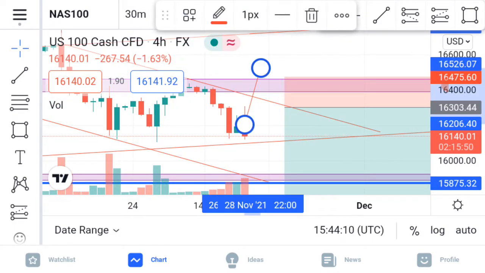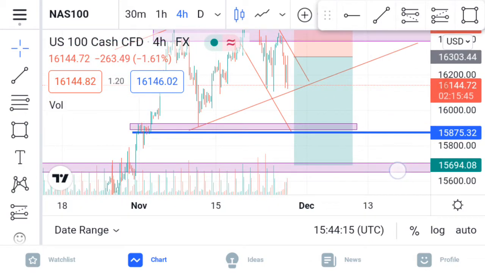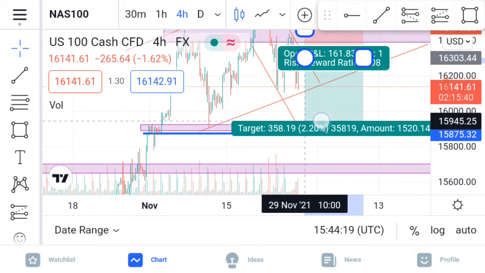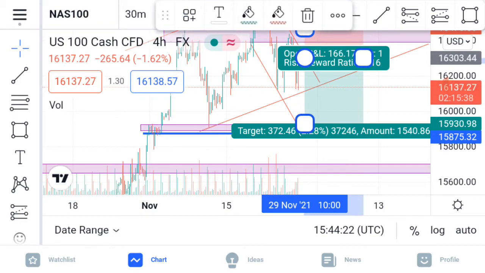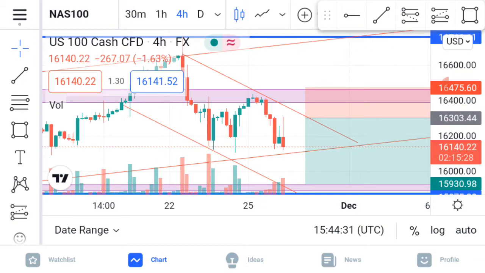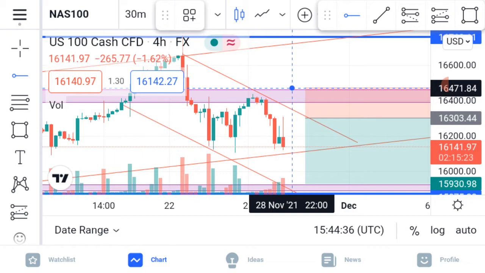But for now, I'm waiting for NAS100 to come to the previous low, as I mentioned in my YouTube channel and what I've mentioned previously. So guys, NAS100, my first TP will be at 1540.86. That's my first take profit, and then my stop loss will be tightly over there at 164671.84.